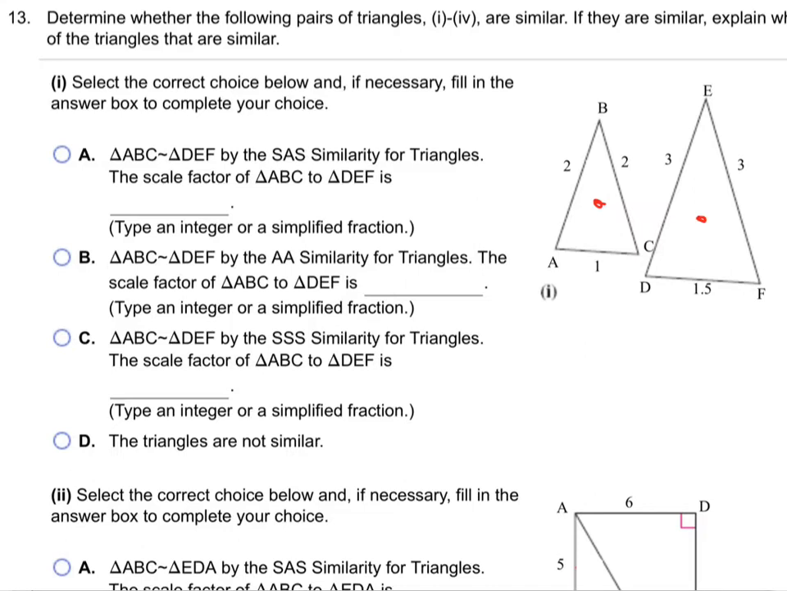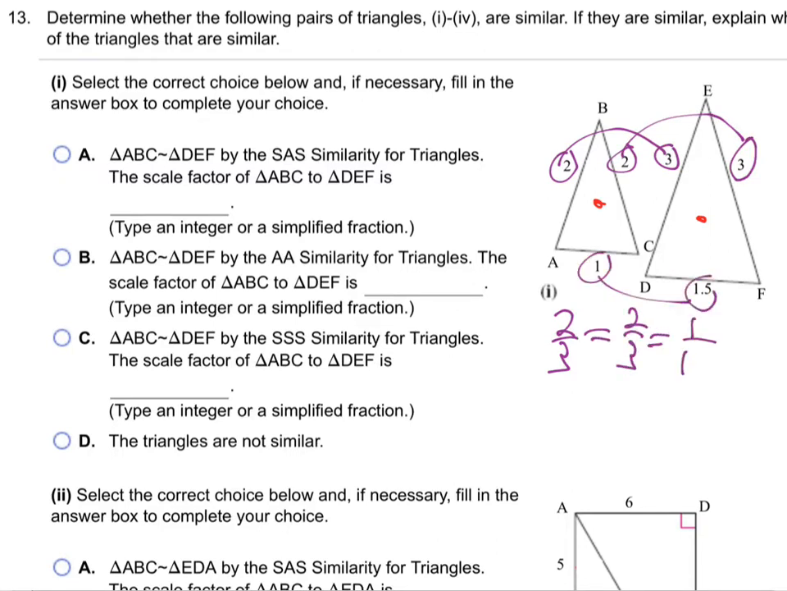Well, do you see how the sides are proportional? Right? If I take left side to left side, 2 divided by 3, I get the same thing as right side to right side, obviously, 2 divided by 3, which is the same as bottom to bottom, is it? Is that the same ratio? If you divide 1 by 1.5, you get 0.6666. Yeah, they're in the same ratio.